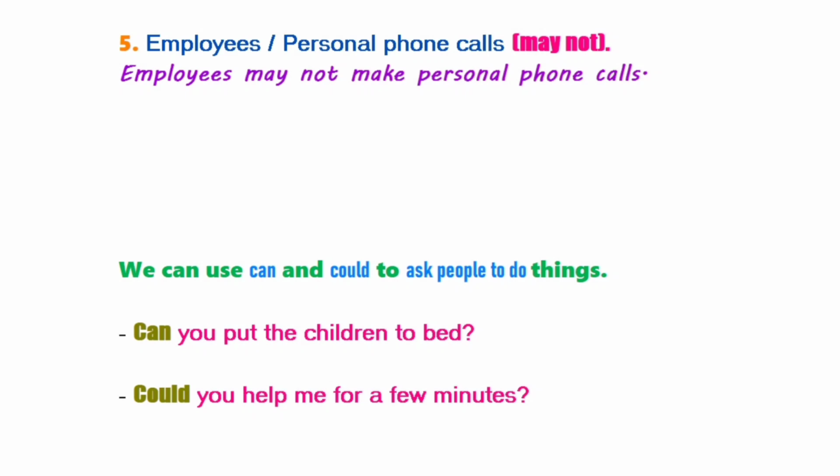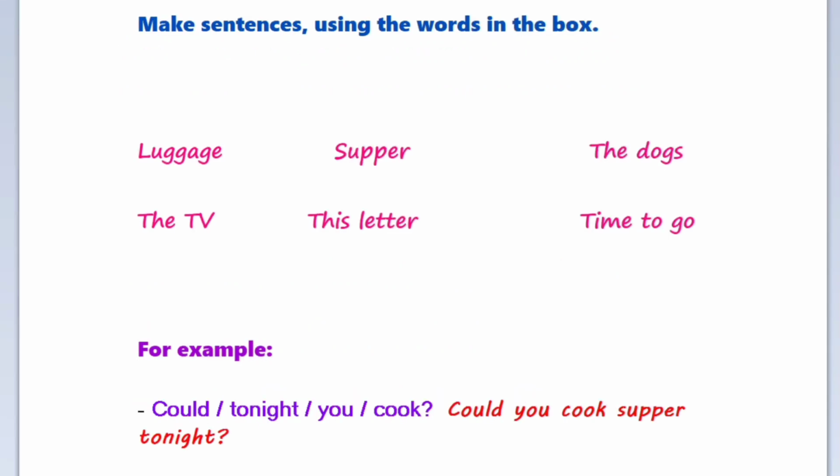We can use can and could to ask people to do things. Can you put the children to bed? Could you help me for a few minutes? Now, make sentences using the words in the box. Luggage, supper, the dogs, the TV, this letter, time to go. For example, could/tonight/you/cook. Could you cook supper tonight?